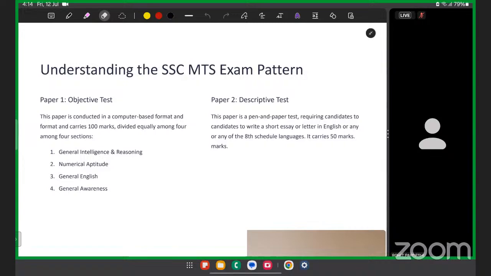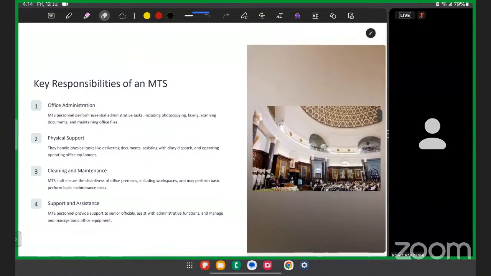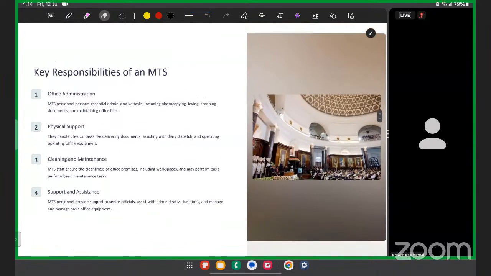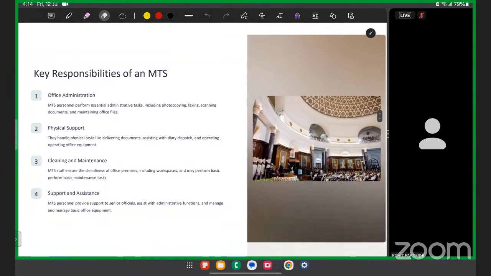Now, can we change to the next slide? Okay. Here on the slide it is written as key responsibilities of an MTS. After explaining this slide, we'll come back to the ideal strategy to prepare. Firstly, we'll finish off with the slides. As you can all see on the slide, it is related to office administration, physical support, cleaning and maintenance, and support and assistance.